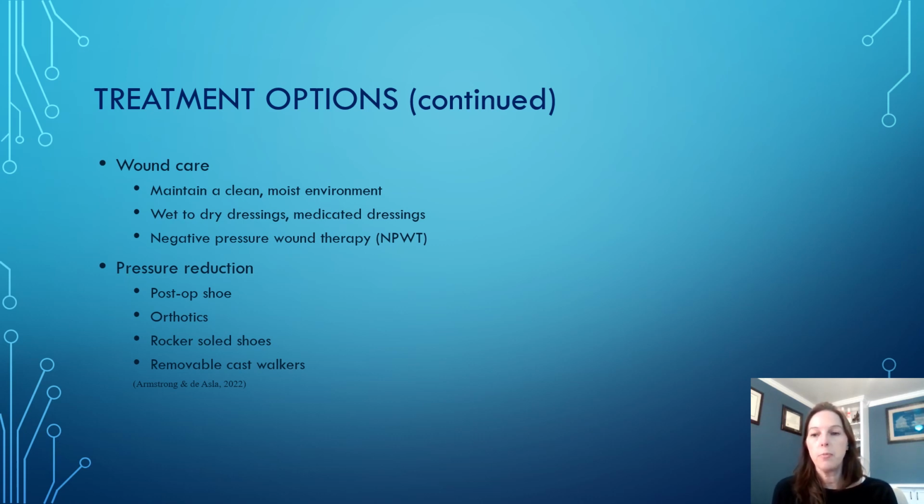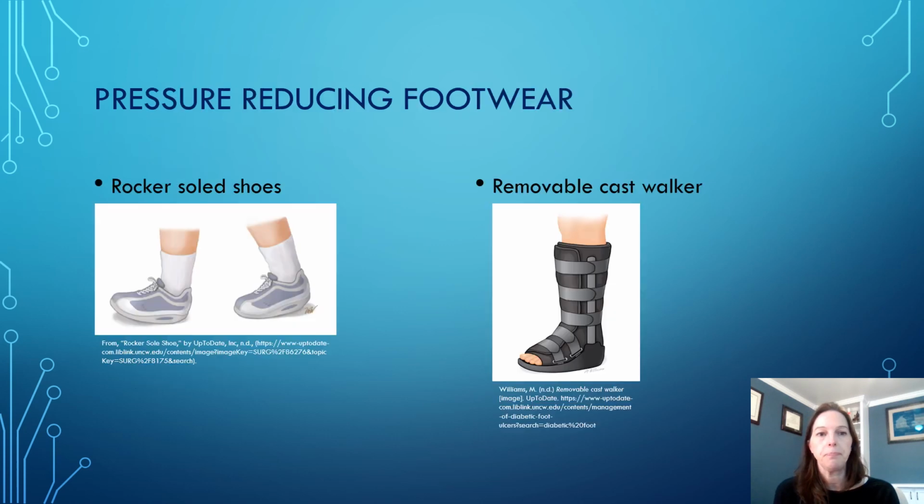And then pressure reduction means taking the pressure off of that ulcer. So ways to do that are with custom made or maybe not custom made shoe options. A post-op shoe is often used immediately because it has a wider base and you close it with a Velcro strap, so it can accommodate a bulky wound dressing, and also can just kind of help basically redistribute weight. But something that is more specific for the patient would be orthotics or rocker-soled shoes or removable cast walkers, which I'll show you on the next slide.